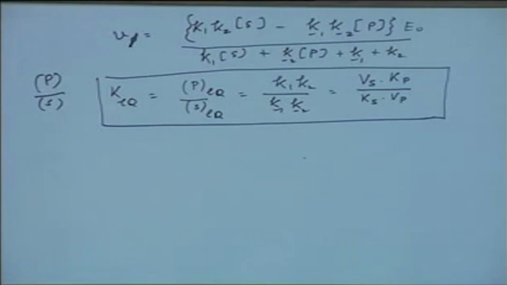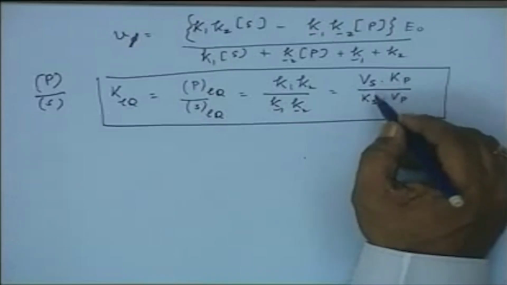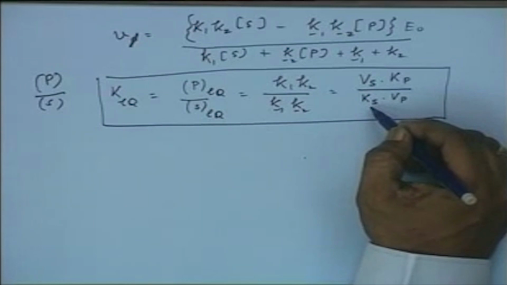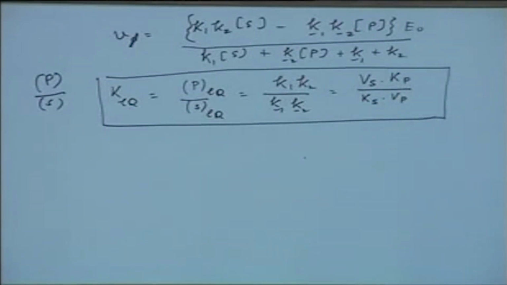Now, what is Vs? Vs is the maximum reaction velocity corresponding to the substrate. That means, if you carry out the reaction initially with the substrate S, the maximum reaction velocity it reaches is Vs, and similarly Ks is the Michaelis-Menten constant corresponding to substrate S, and Kp corresponds to P when you start the reaction with P.